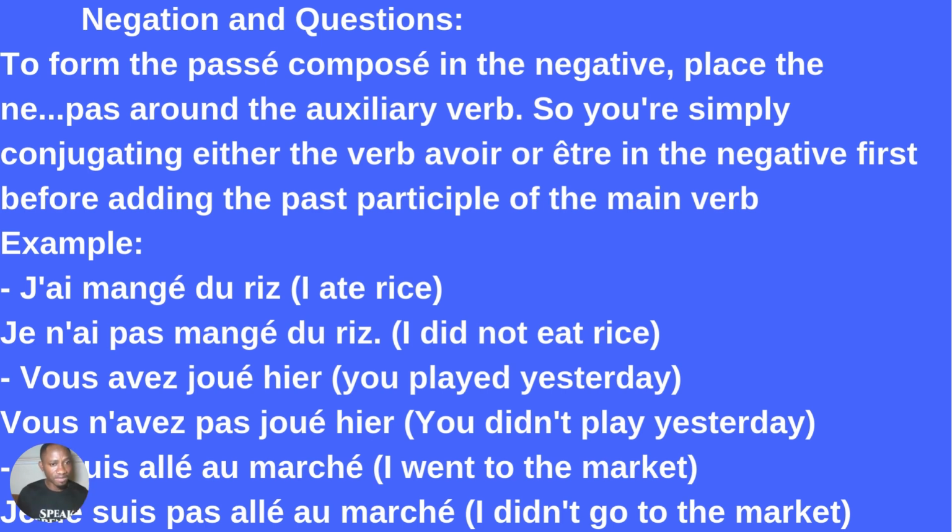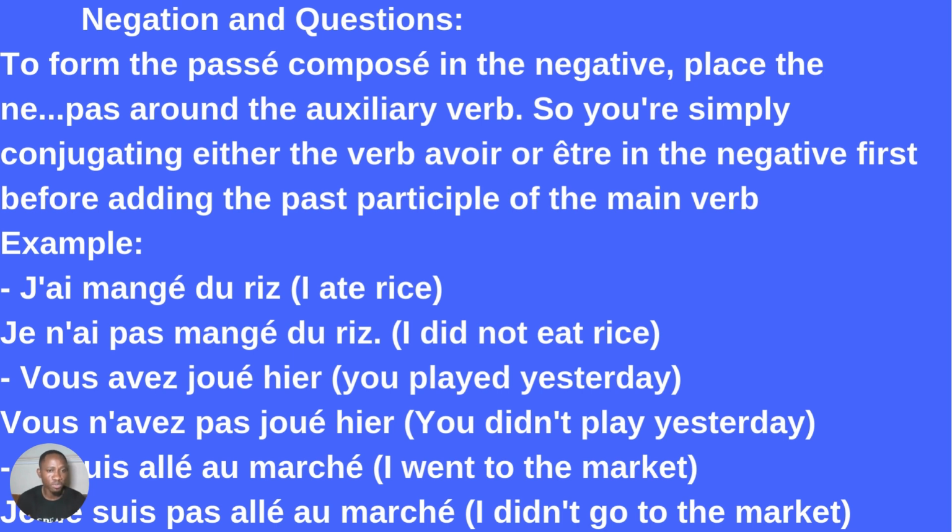hier. Vous avez joué hier. Again, the auxiliary conjugated here is avez. So to say that you didn't play yesterday, you say what? Vous n'avez pas. It's supposed to be vous ne avez pas, but you know why already. Ne ends with a vowel, avez begins with a vowel, so you sacrifice the e and it becomes what? Vous n'avez pas. So vous n'avez pas joué hier.